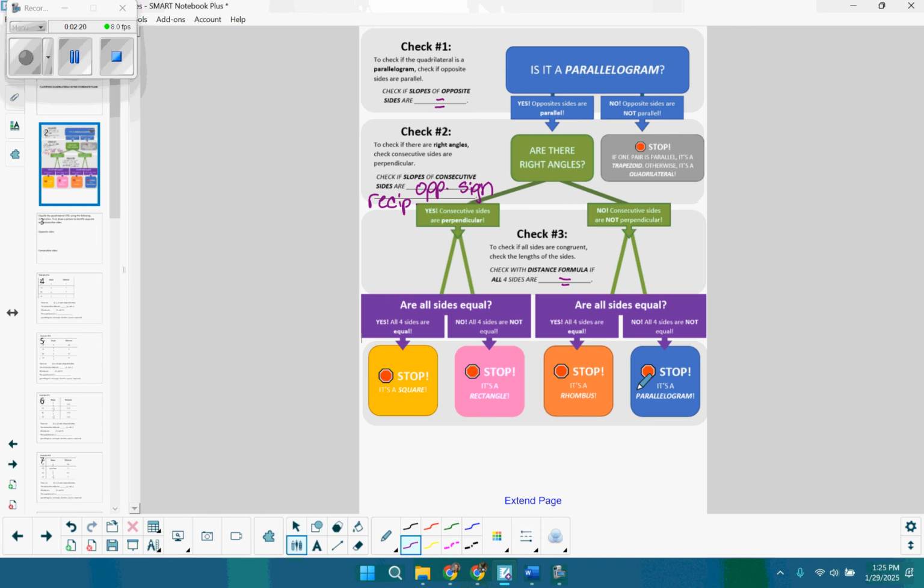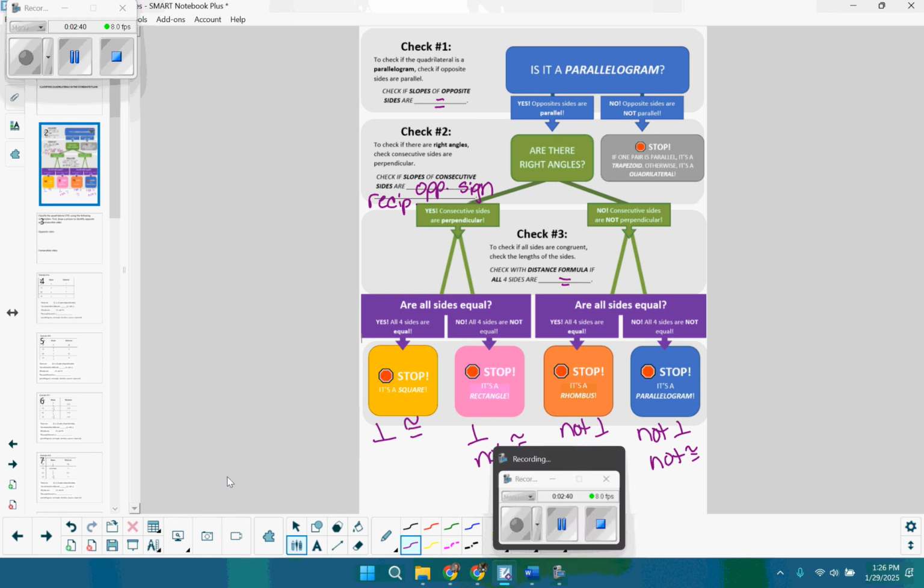Basically, I know this got real tiny real quick. Square: perpendicular and congruent. Rectangle: perpendicular, not congruent. Rhombus: not perpendicular, but congruent. And parallelogram: not perpendicular and not congruent. These are the two questions we're going to ask for each of our shapes, and all four have a different answer once we combine the two questions, right? This was a yes, yes. This was a no, no. This was a yes, no. This was a no, yes.